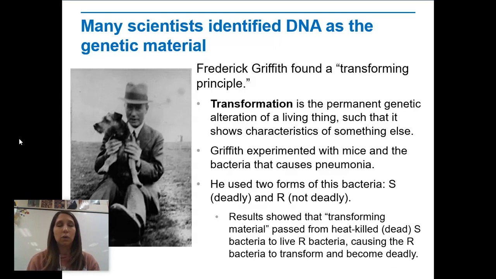Okay. So Griffith knew that this was a process that could happen, but he didn't really understand how that worked. So he designed an experiment that incorporated mice and infectious bacteria, specifically the bacteria that causes pneumonia. He used two forms of this bacteria, the S form and the R form. The S form is deadly. The R form is not so deadly. These were two forms that were identified a long time ago in the medical literature for people that were actually studying pneumonia and its effects on humans. So he's using the deadly form and the not so deadly form.